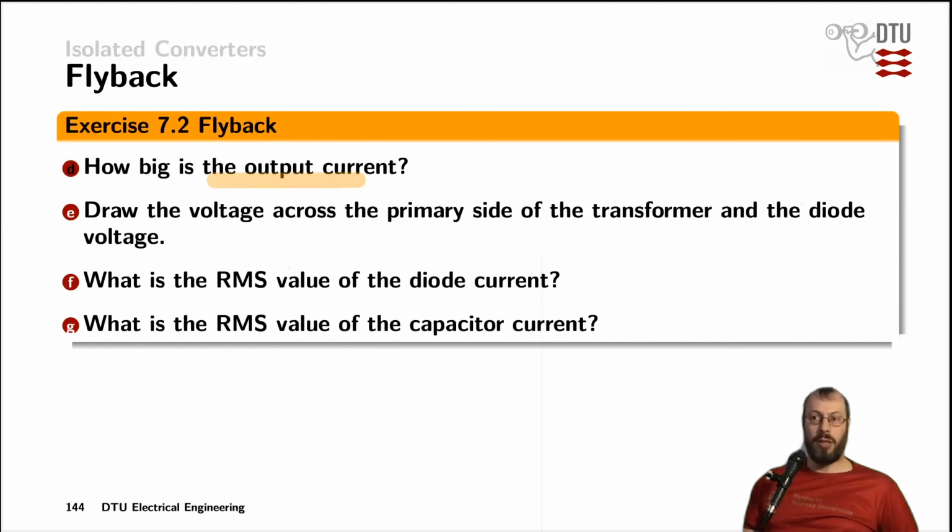Furthermore, what's the output current? Draw the voltage across the primary side of the transformer, and also draw the diode voltage. What's the RMS value of the current through the diode? And what's the RMS value of the current through the capacitor?